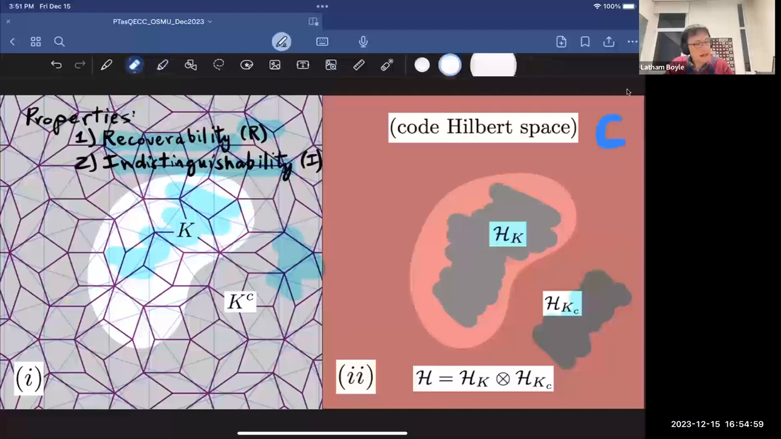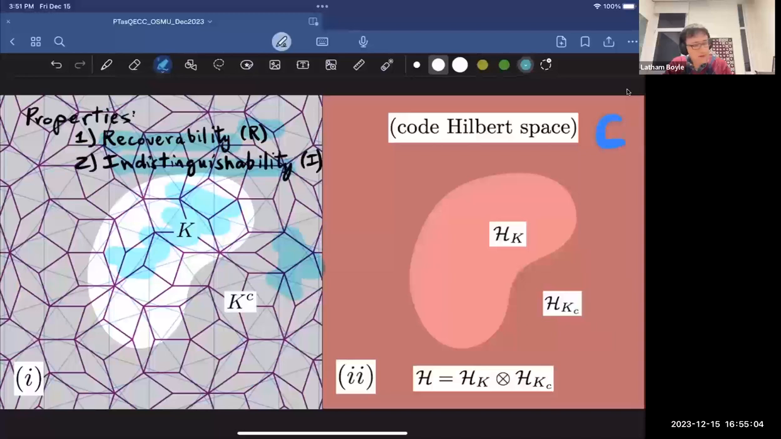On the other hand, as mentioned before, the defining property of the quantum error correcting code, a necessary and sufficient condition, is that if I am restricted to make measurements purely in the finite region K, that tells me nothing, provides no information about which state in the code space C I'm in. That is analogous to property two here, that just looking at any finite region of the Penrose tiling tells me nothing about which global Penrose tiling I'm actually in.